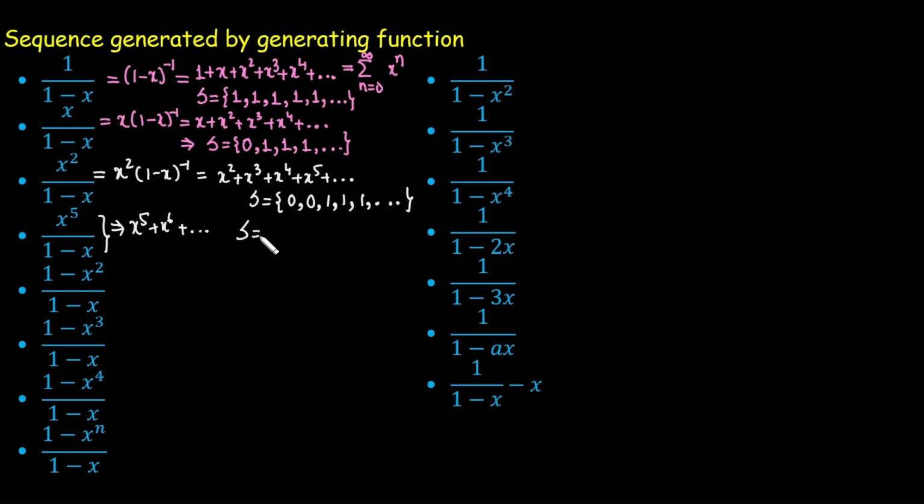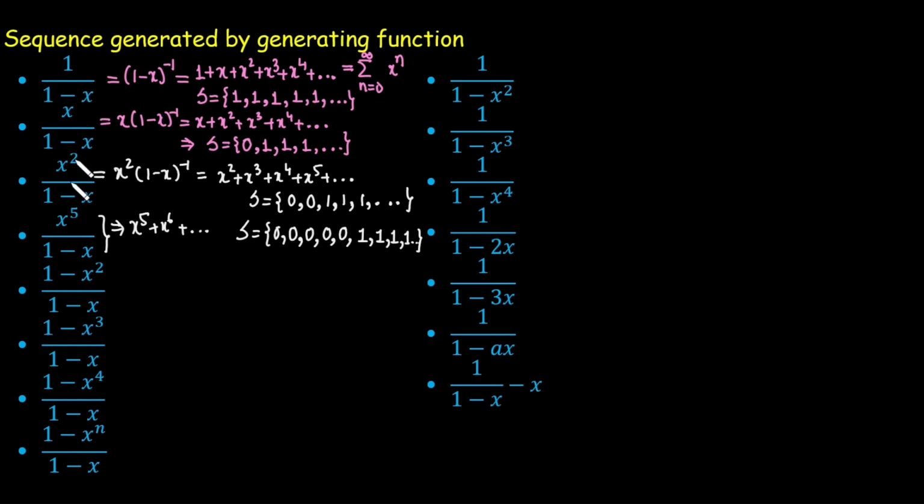So from here we can write the sequence. We have constant 0, x coefficient is 0, x square coefficient is 0, x cube coefficient is 0, x raised to power 4 coefficient is 0. It starts from x raised to power 5 and the rest of the coefficients are 1s. This is the first type of generating function we have taken, 1 upon 1 minus x.